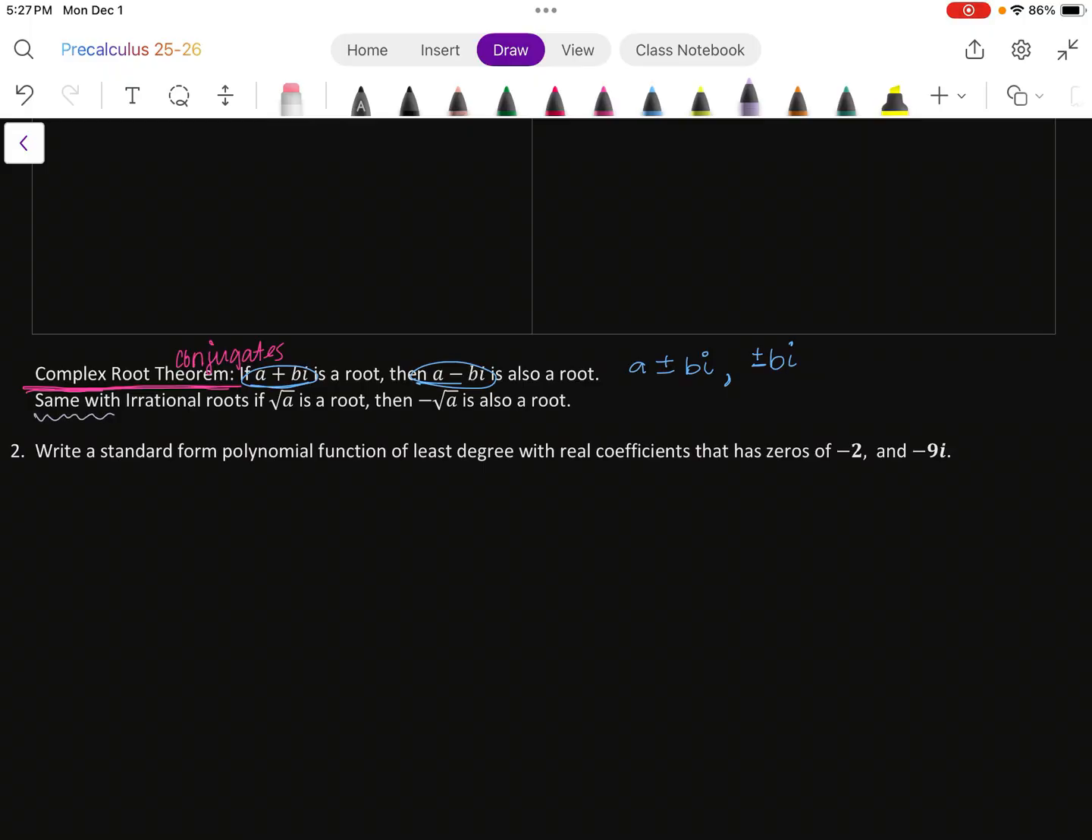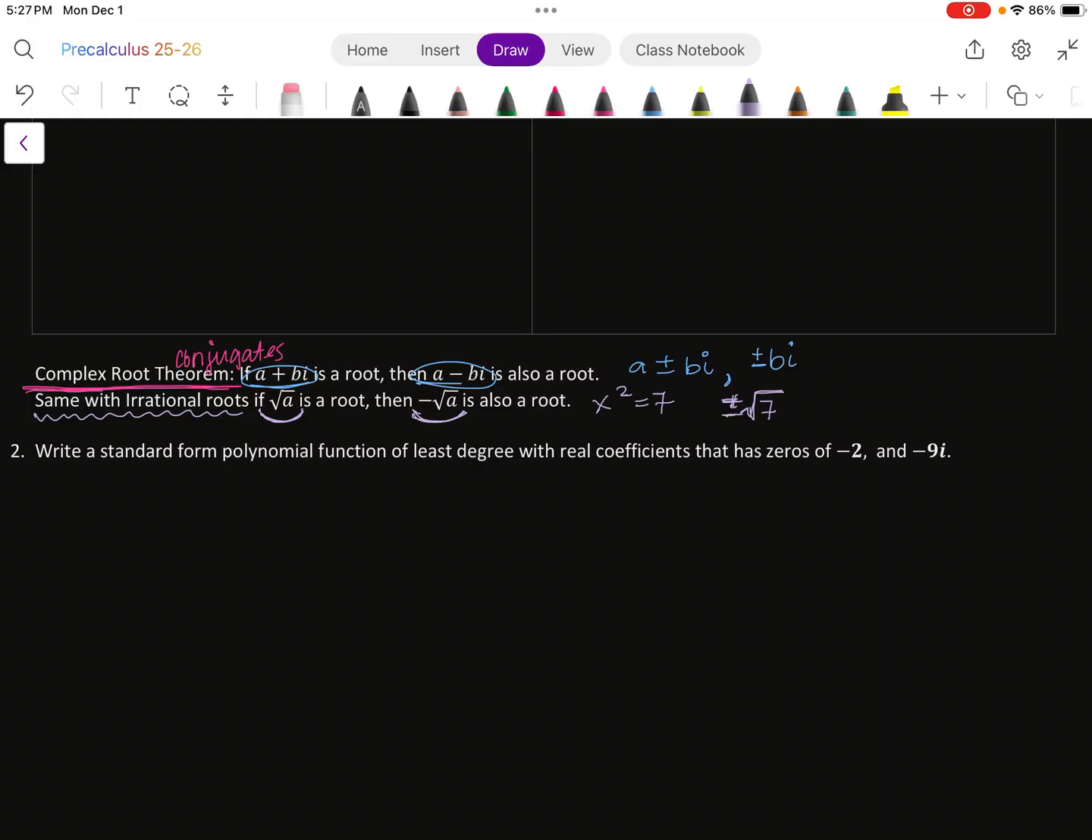That same thing goes with irrational roots. If I have the square root of a, I'm going to need the negative square root of a. Why? Because if I have x squared is equal to, let's say 16, that's plus or minus 4. But let's say we get a 7 there, right? That's going to equal plus or minus square root of 7. So if I have square root of 7 as a solution, negative square root of 7 will also be a solution.